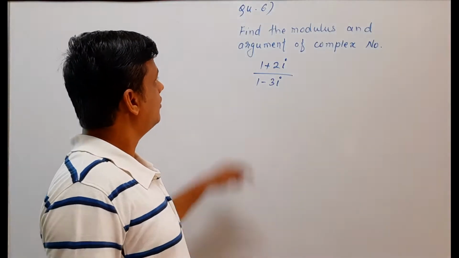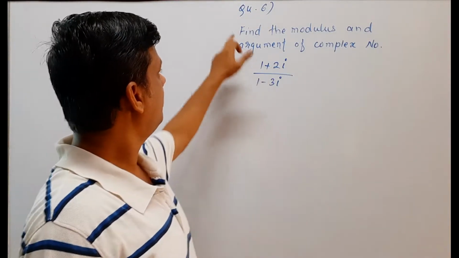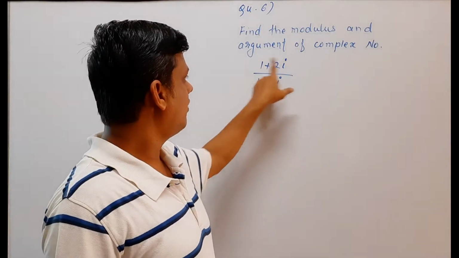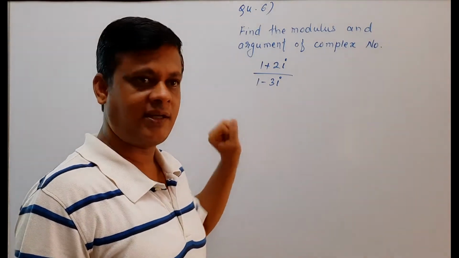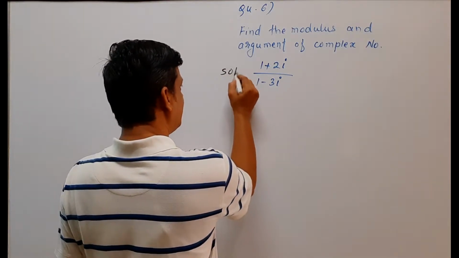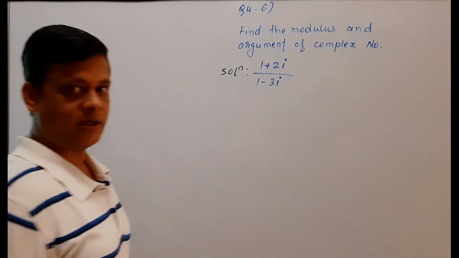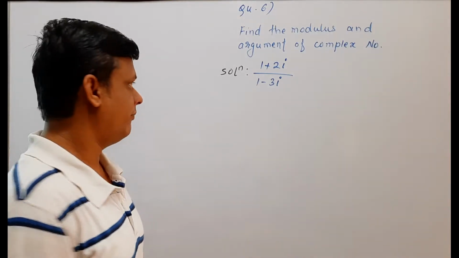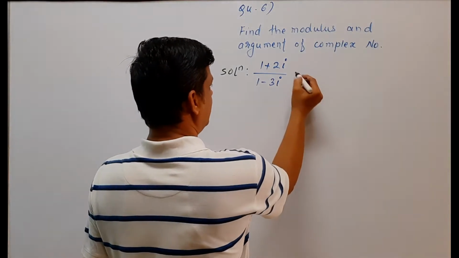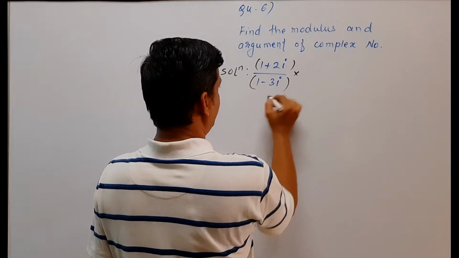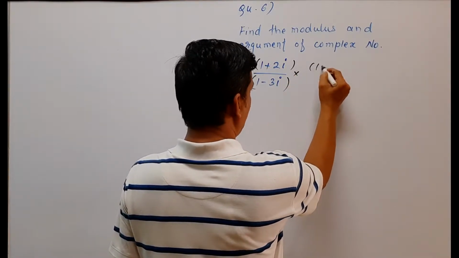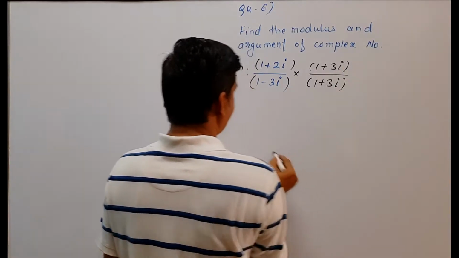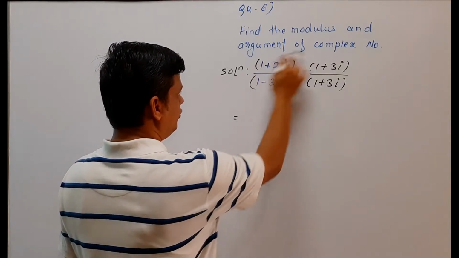Now see, question number 6. Find the modulus and argument of the complex number (1 + 2i) upon (1 − 3i). So for that we have to take the conjugate of the denominator so as to convert into z = a + ib form. So we write here the conjugate of the denominator 1 − 3i, its conjugate is 1 + 3i, upon 1 + 3i. So we calculate the numerator first.